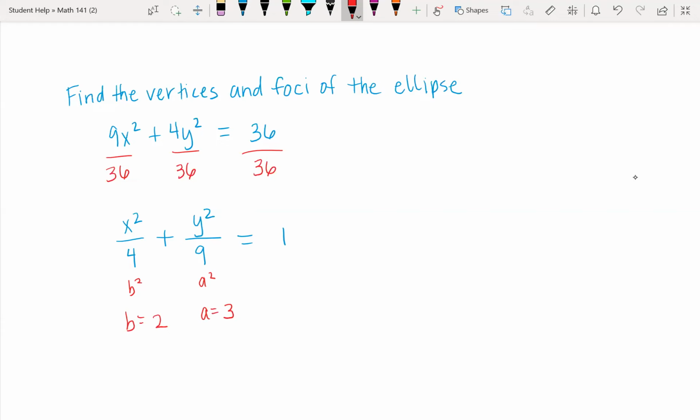Now let's use that Pythagorean identity to find c. c squared is equal to a squared minus b squared. So that'll be 9 minus 4. So I think c is going to be the square root of 5.